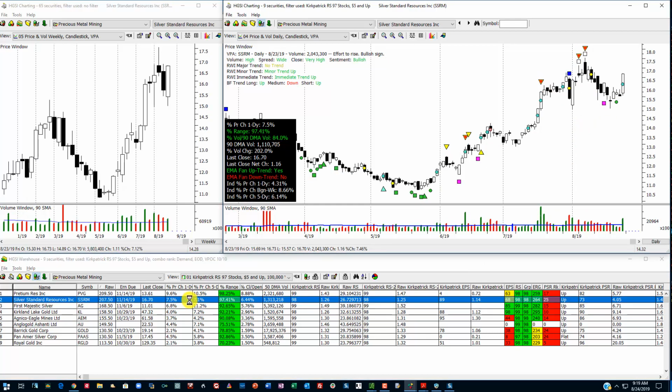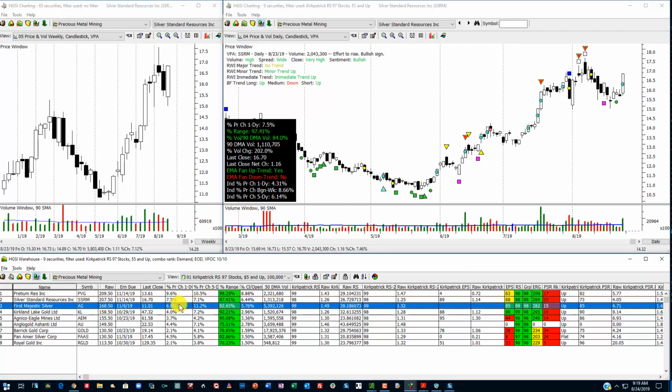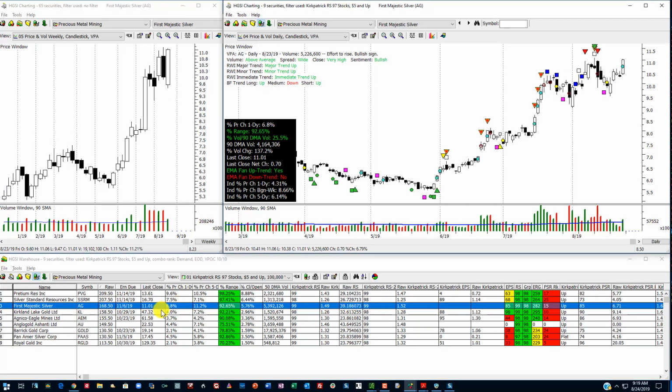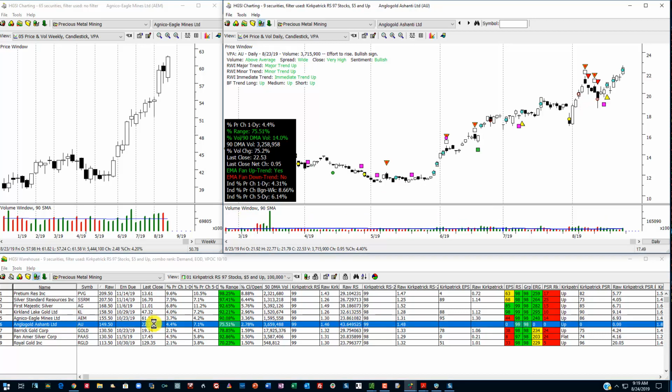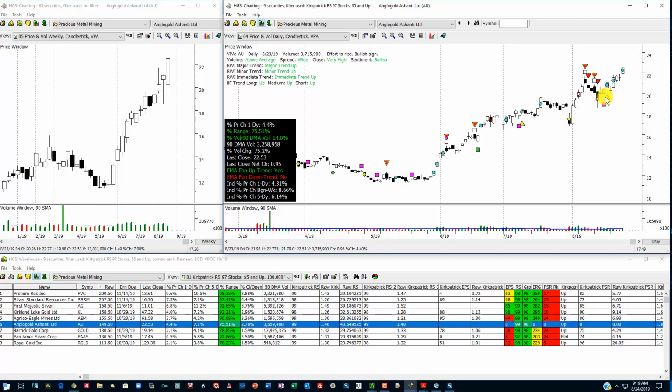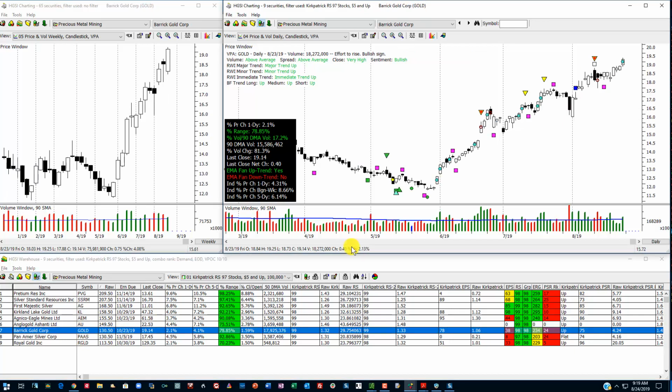Let's look at, I'll just go to the next one. Pretty much the same thing. As I flip through these, you can see most of them look pretty similar. Here's a near early leader here. Here's a test and a confirmation of that test. Effort to rise, effort to rise.